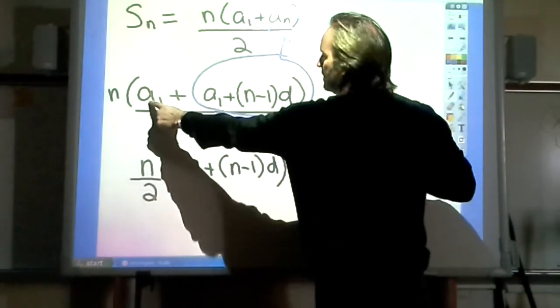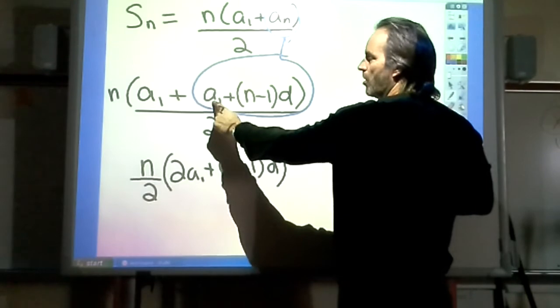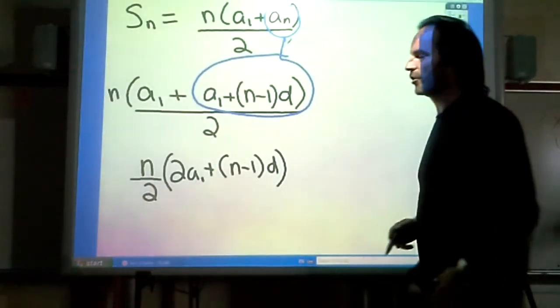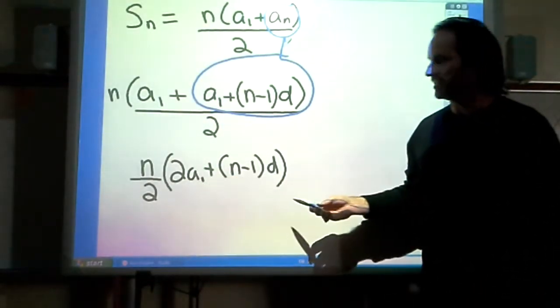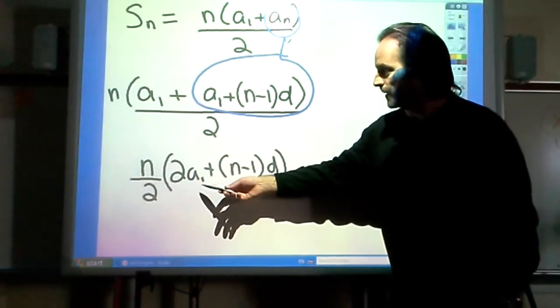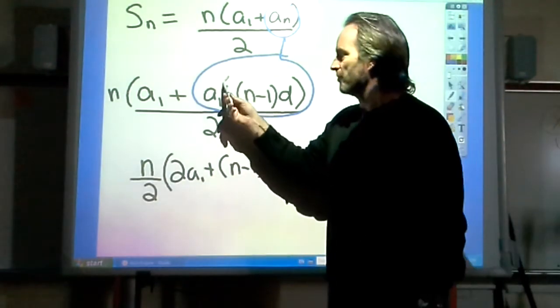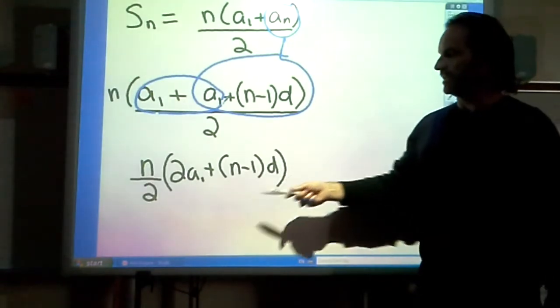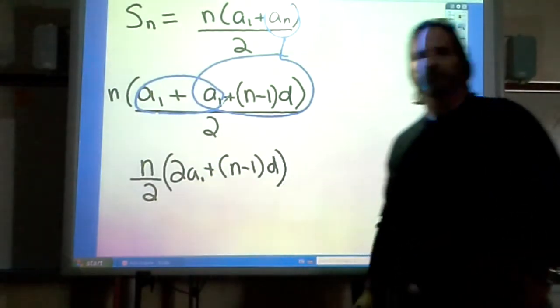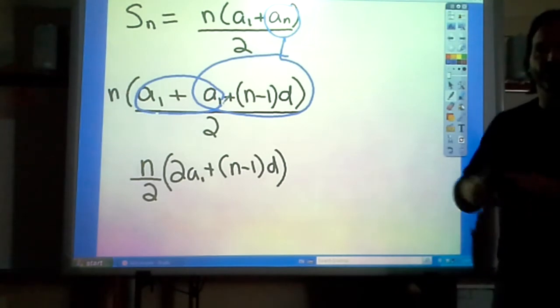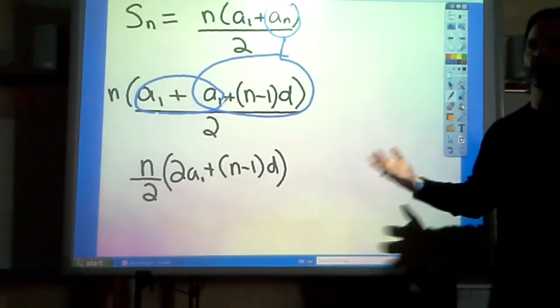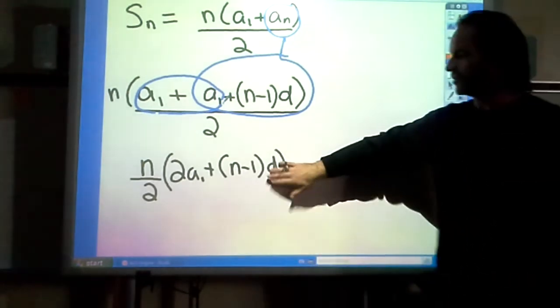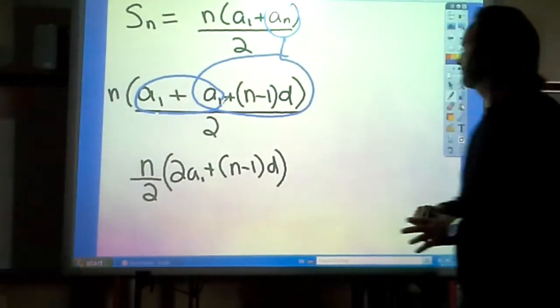And notice I've got a sub 1 plus a sub 1, so I have two initial terms. So this is another way you might see it written. 2a sub 1 plus, I group that together, n minus 1 times d, and all still times n over 2. It's just a way of figuring it out, okay? So that's another way of writing it, because this is what you have to do to get that, okay?